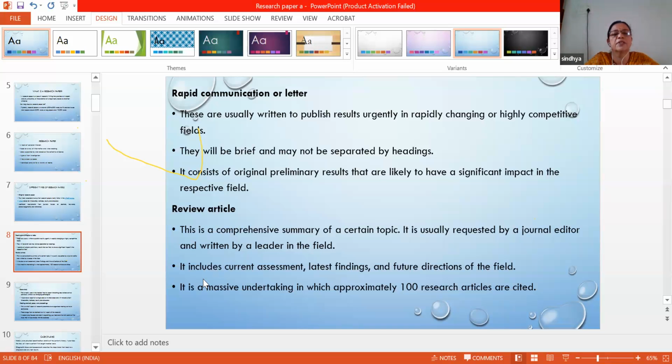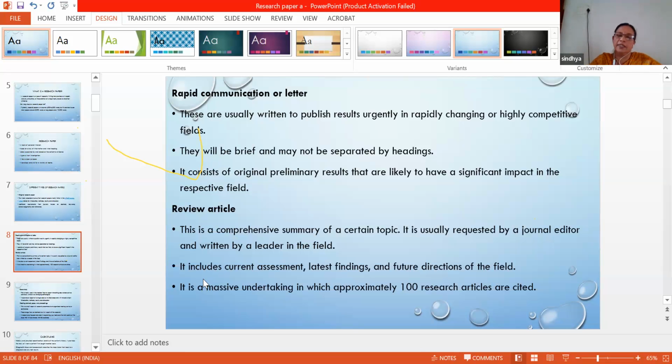So that kind of brief written communication form of research paper is known as rapid communication, or it is a form of letter. It consists of the original preliminary results that are likely to have a significant impact. So that is only a primary analysis and the preliminary results. So rapid communication or a letter is also a form of research paper that is explained in the different reviews.